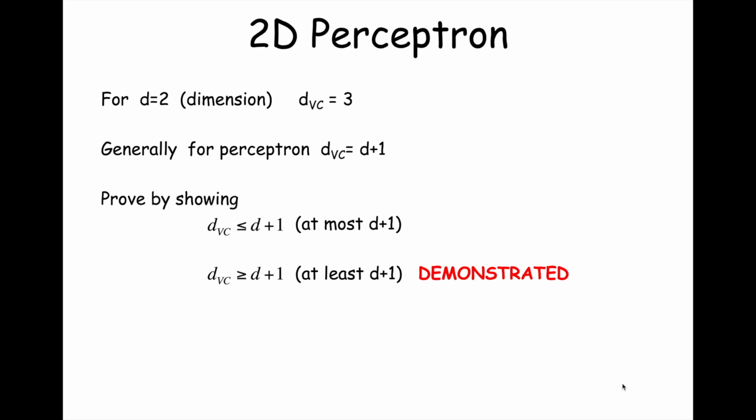And remember, VC dimension is the size of the data set for which you can produce all 2 to the n dichotomies. Does that make sense? All right. Any questions about this? Yes.